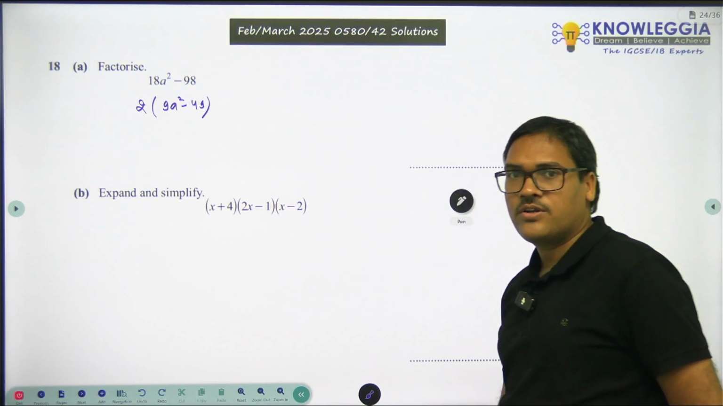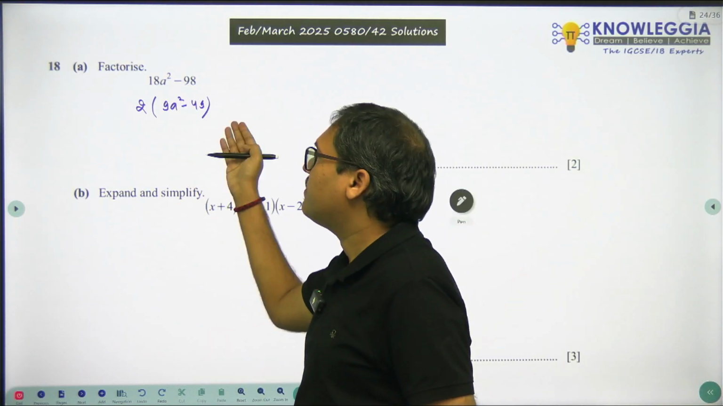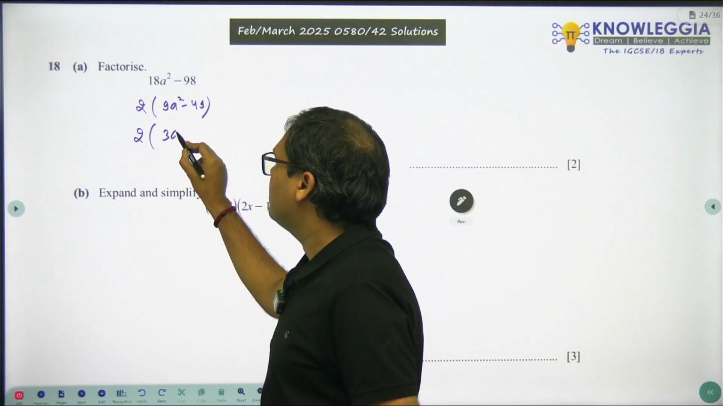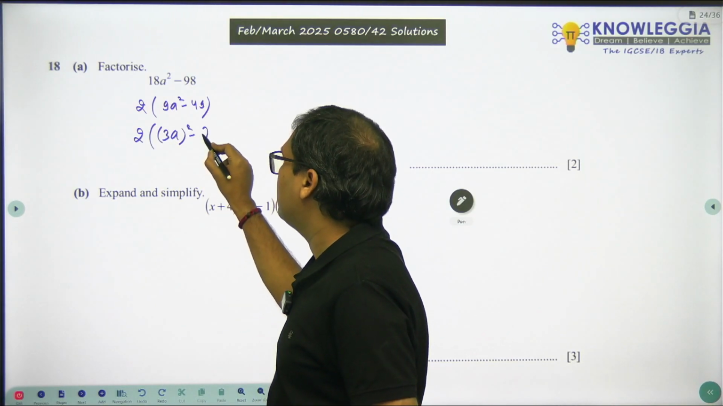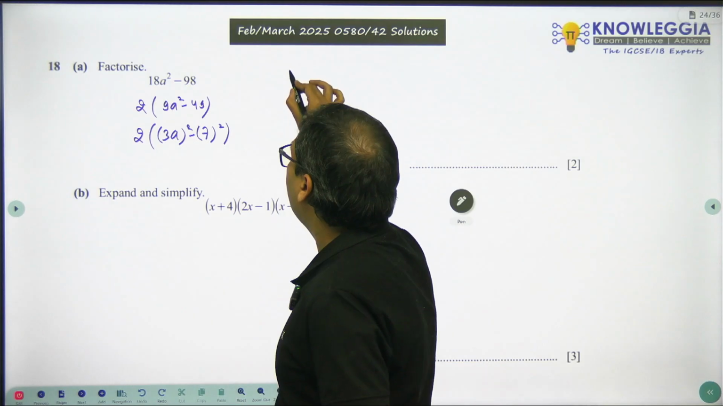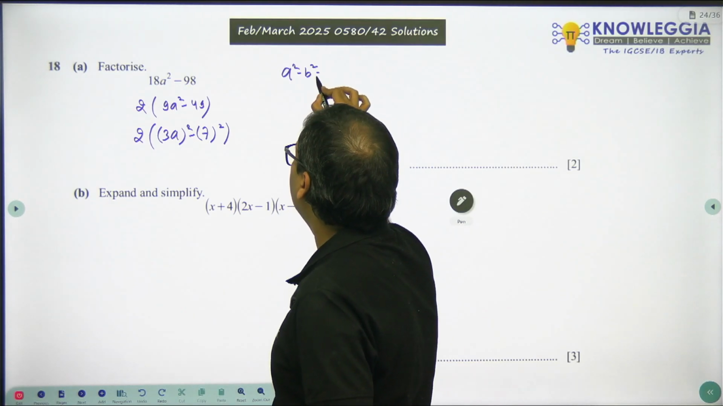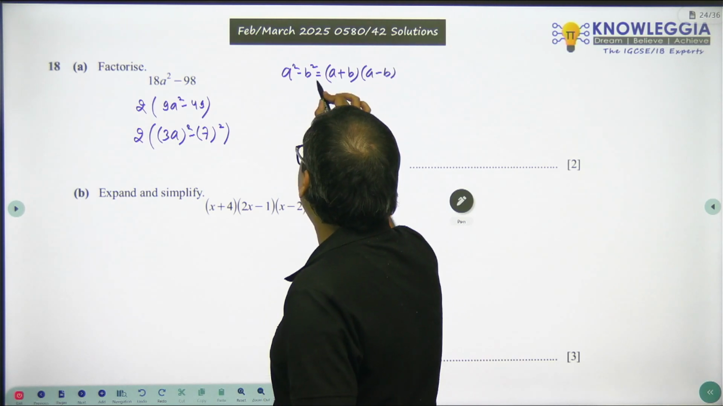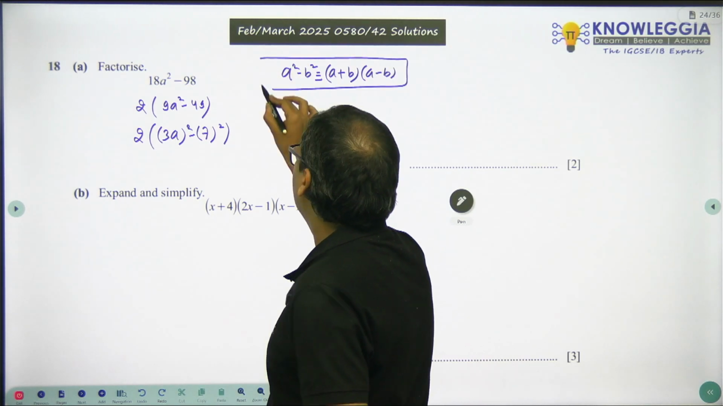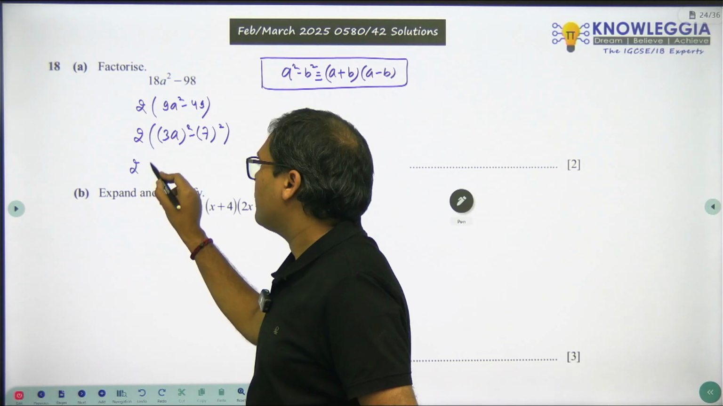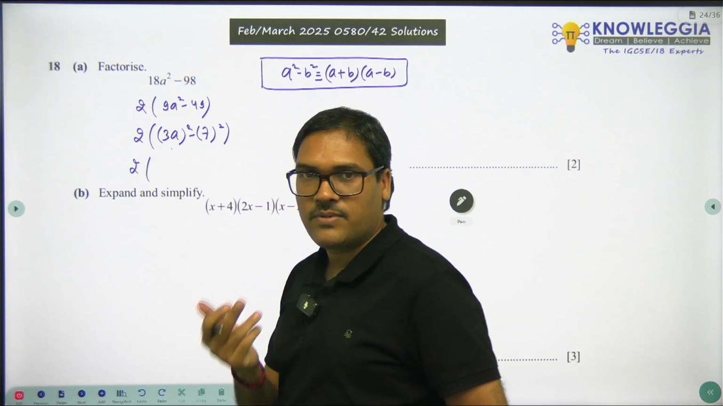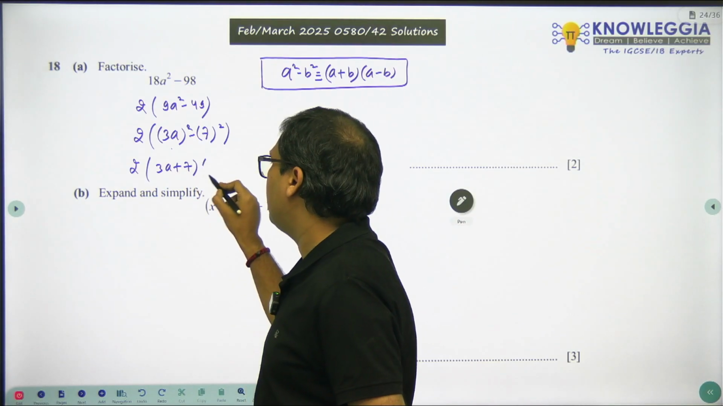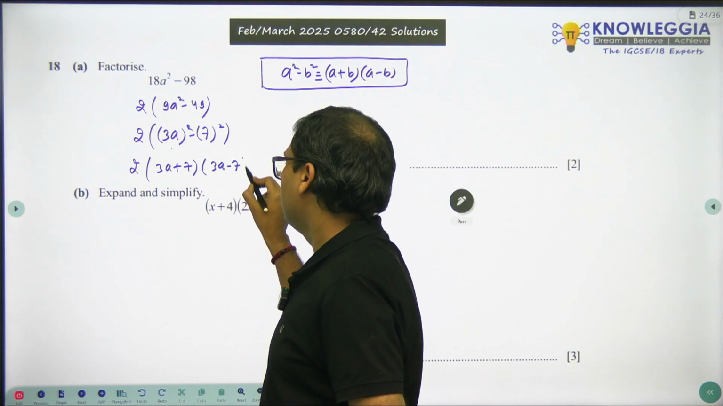Right. So now how can you further simplify? Because this is a difference of squares. I can say 3a square minus 7 square, correct? And we know what a square minus b square is, the difference of squares: a plus b multiplied with a minus b, a very important identity. So you can see this is 2, then a square minus b square is a plus b into a minus b. So this will become 2 times 3a plus 7, and 3a minus 7.